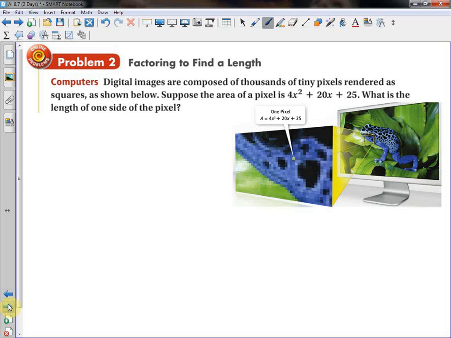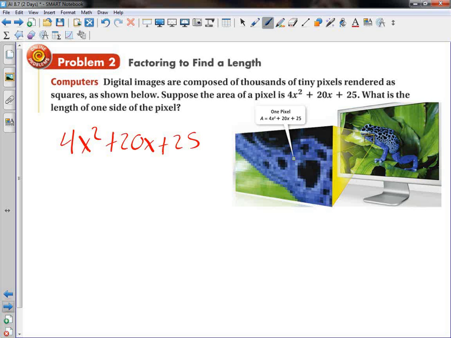Okay, so computers use digital images. They're tiny squares called pixels. And say here we have a pixel that the area they say is 4x squared plus 20x plus 25. It says, what's the length of one side of the pixel?